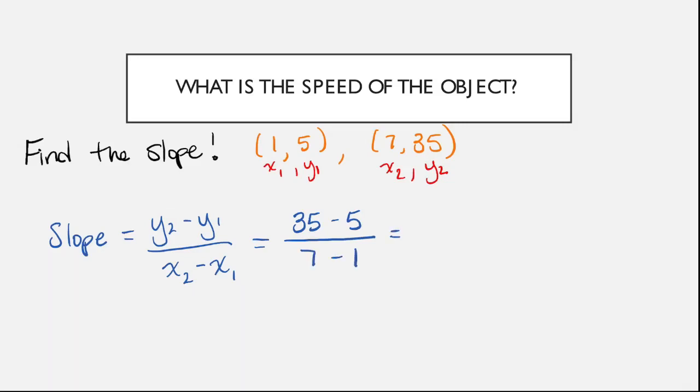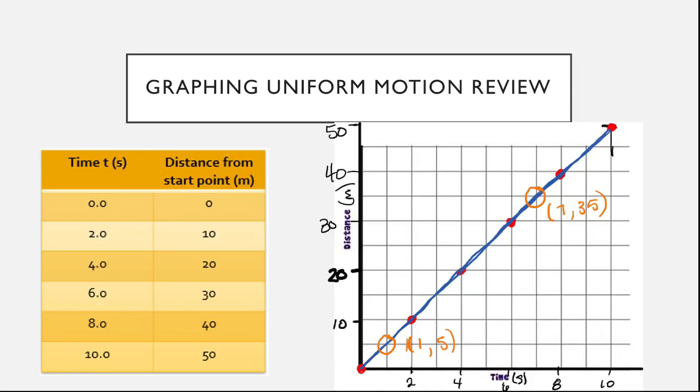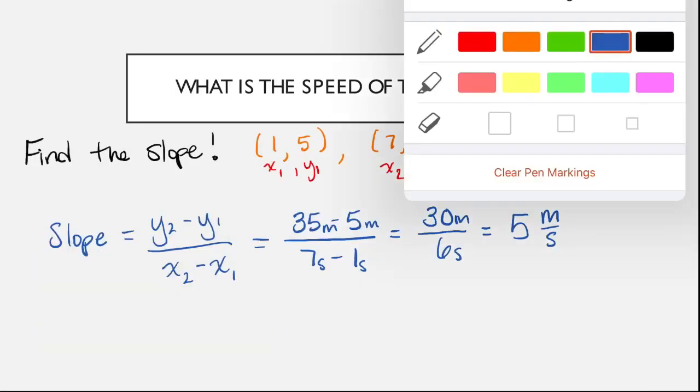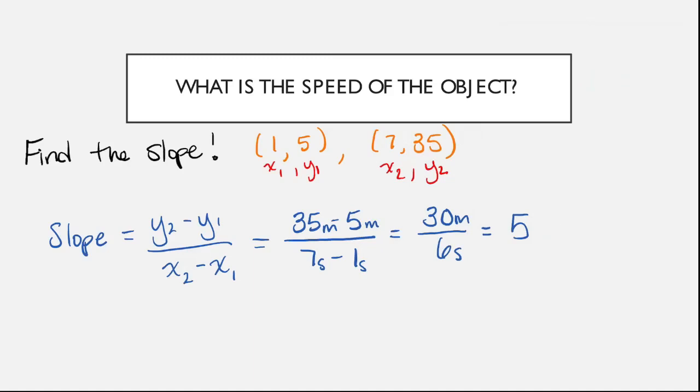Okay, so 35 minus 5 is 30. 7 minus 1 is 6. And what's 30 divided by 6? That is 5, okay? And then, of course, our units are meters per second because these guys were meters and these guys were seconds, right? And we got 5 meters per second. So I should probably put a 0.0 on there because it looks like it should actually have 2 significant digits.